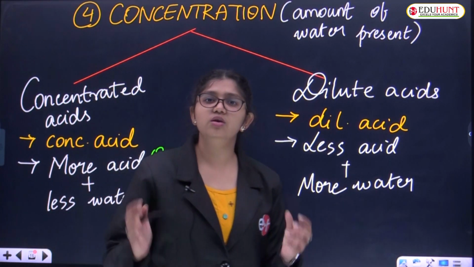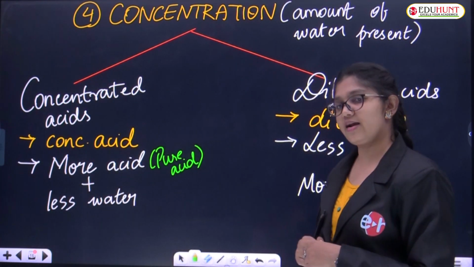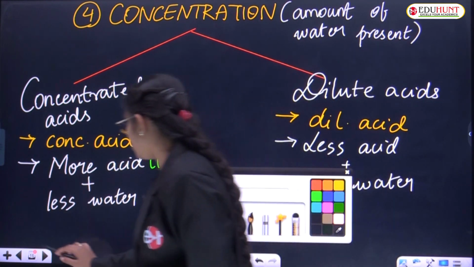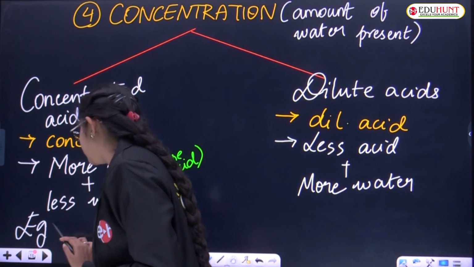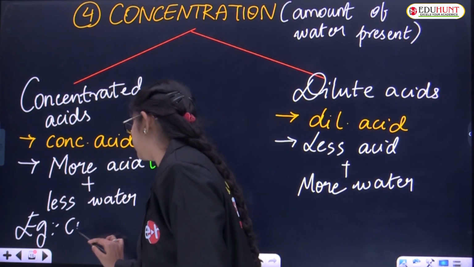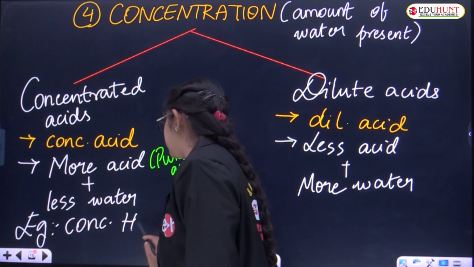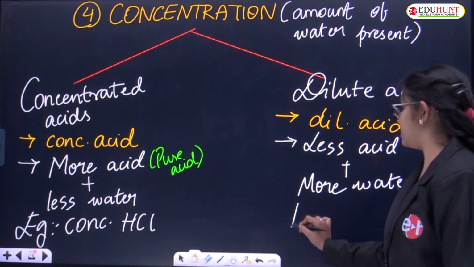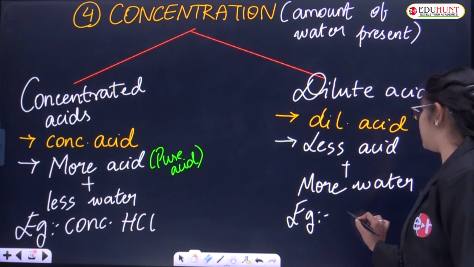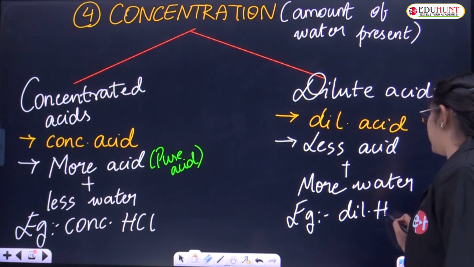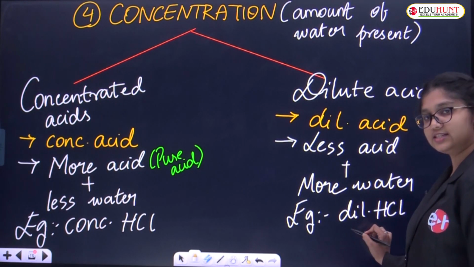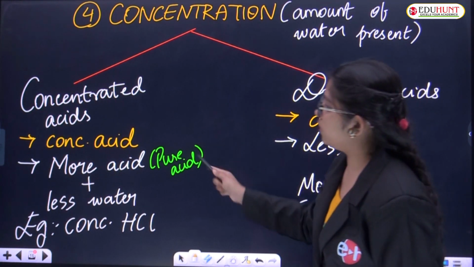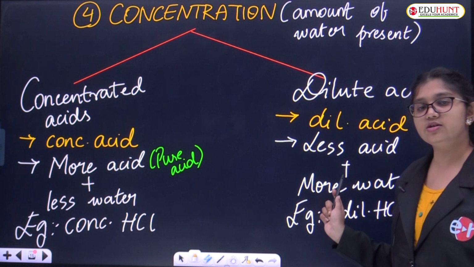Why do we have to do all these things in the laboratory? There are specific reasons. For examples, if the acid is written CONC. HCl, it means HCl is having concentrated nature. The same example can be written with dilute HCl, which means less amount of acid and more amount of water molecules. So this is all about concentrated acids and dilute acids.